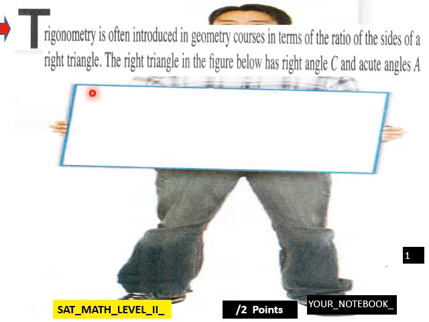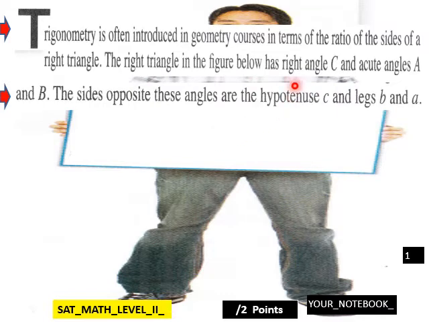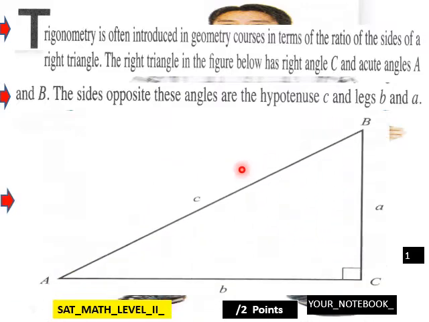Page 1 here. Trigonometry is often introduced in geometry courses in terms of the ratio of the sides of a right triangle. The right triangle in the figure below has a right angle C and acute angles A and B. The sides opposite these angles are the hypotenuse C and legs B and A.